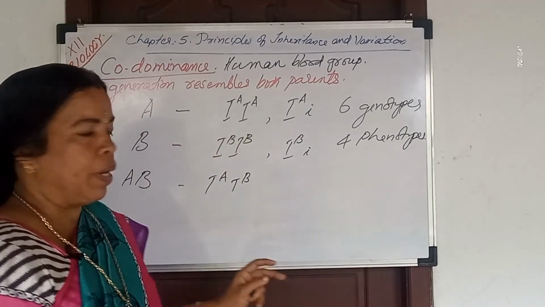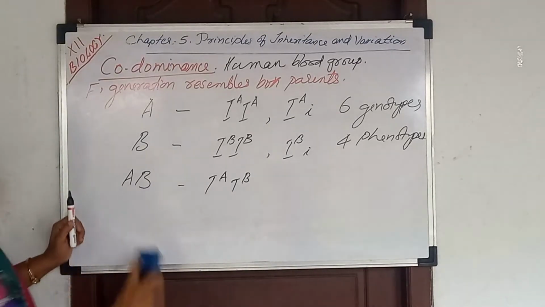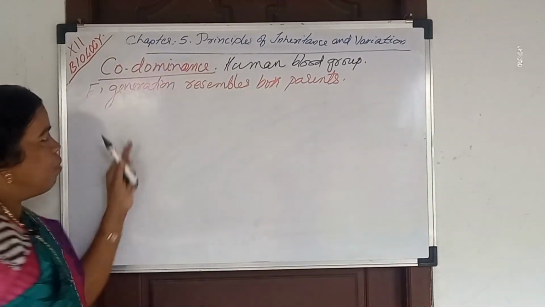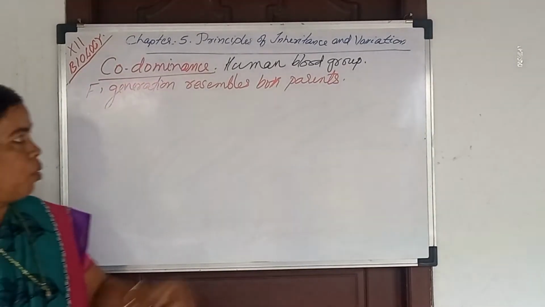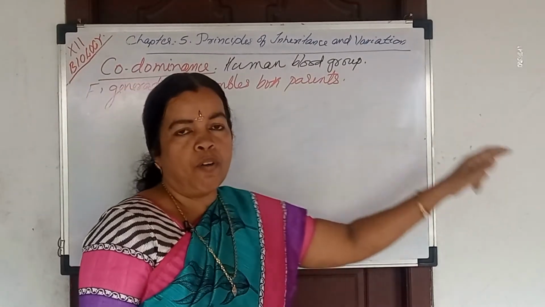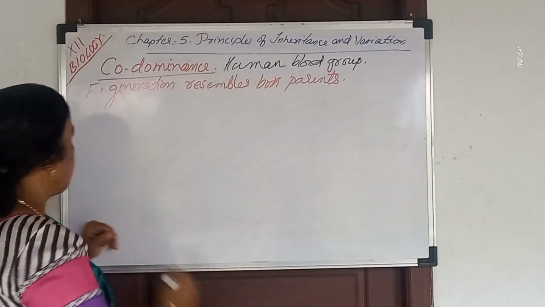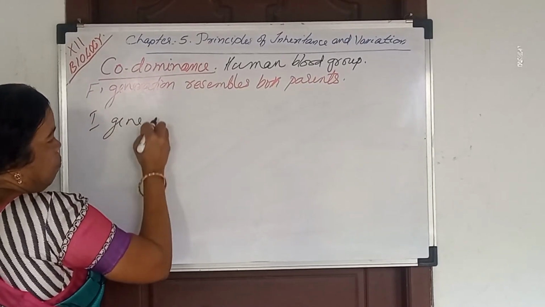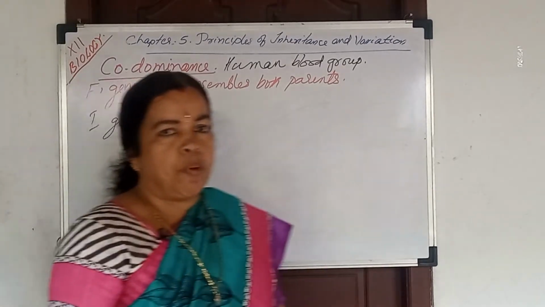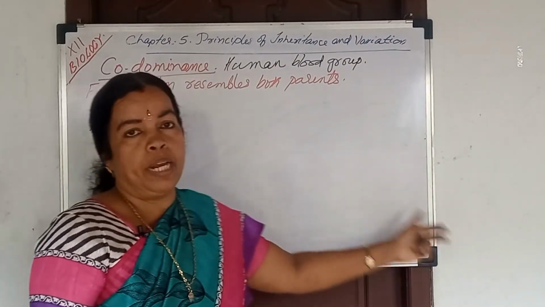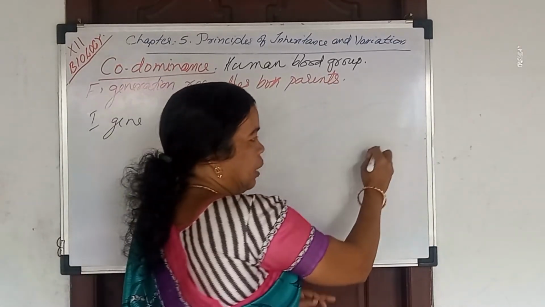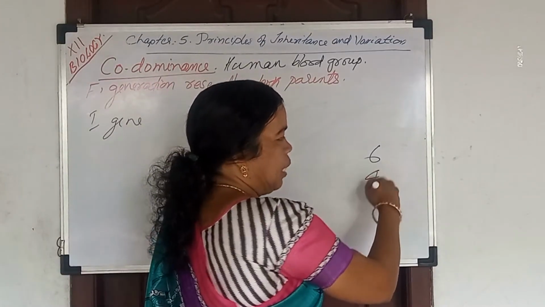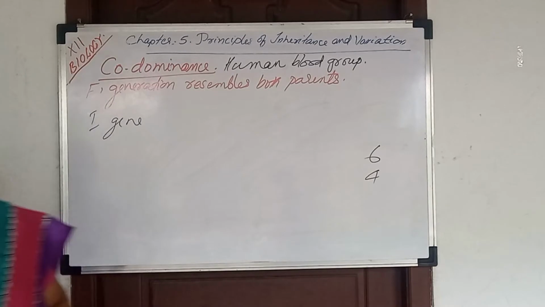So we can go through the possible questions in this part. One is, F1 generation resembles both the parents. Explain it with the example of human blood group. Another one, the I gene has three alleles, that is IA, IB and small i. How many genotypes are possible in the human population? That is 6, we got 6. Then how many phenotypes are possible in the human population? That is 4. That is another question. Then next question.